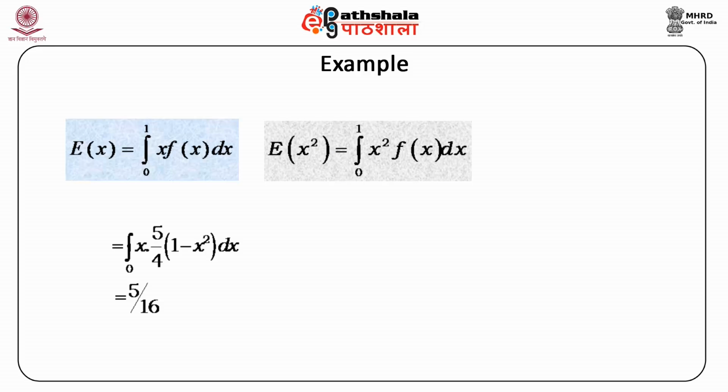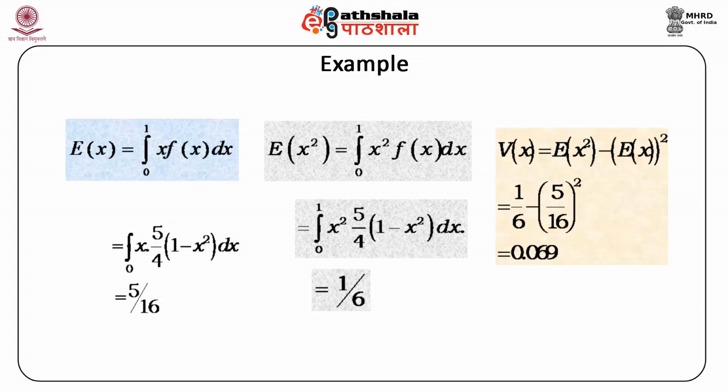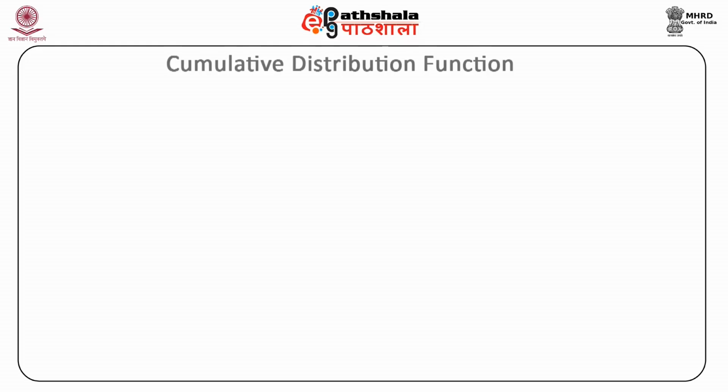E of x square is equal to the integral from 0 to 1 of x square f(x) dx, which is further equal to the integral from 0 to 1 of x square into 5 by 4 into 1 minus x square dx. This is equal to 5 by 4 integral 0 to 1 x square dx minus 5 by 4 integral 0 to 1 x to the power 4 dx, which is equal to 1 upon 6. Therefore, variance of x is equal to E of x square minus E of x whole square, which is equal to 1 by 6 minus 5 upon 16 whole square, which is equal to 0.069. Further, moving on to the cumulative distribution function.